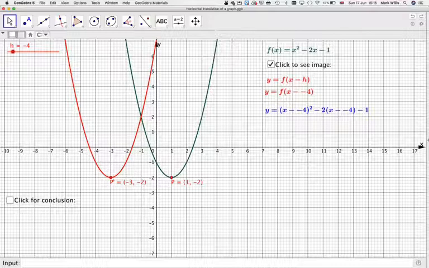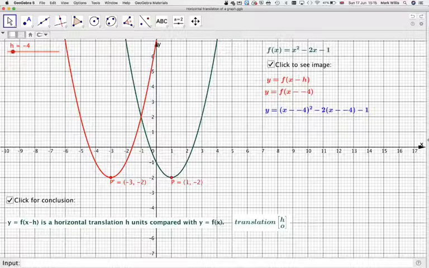So the conclusion is y equals f of (x minus h) is a horizontal translation of h units compared with the original function, okay, and this we can call a translation (h, 0).